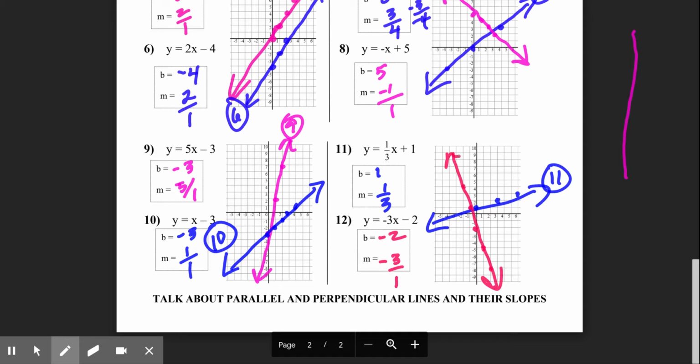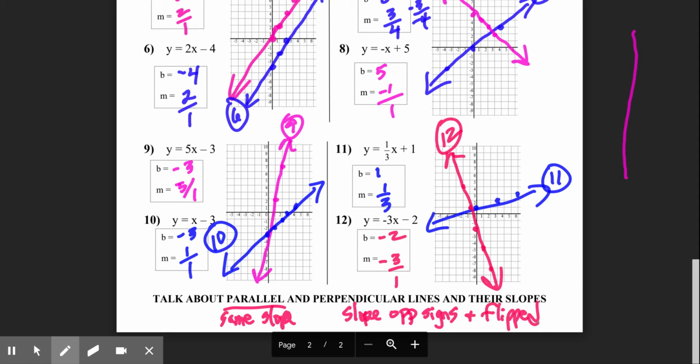Now, I want to talk about this just a little bit. It says talk about parallel. So parallel lines have the same slope. I talked about that earlier. Perpendicular lines will be like problem 11 and 12, where the slopes are opposite signs. So opposite signs and flipped, or reciprocated.